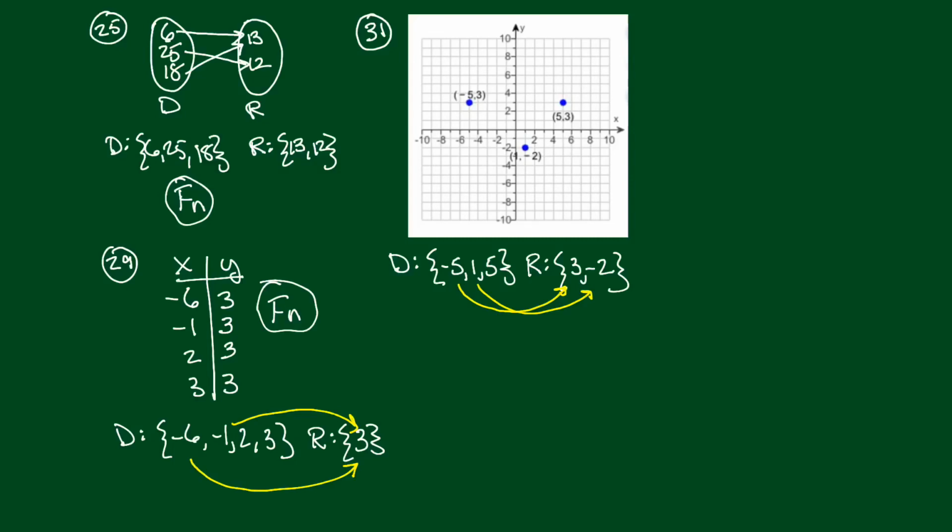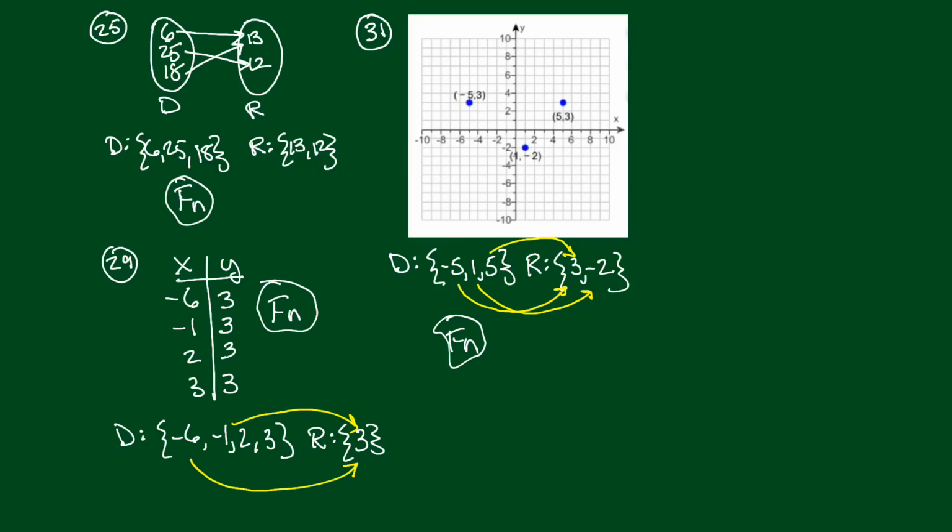And then what about the 5? Well, you go to the right 5, up 3. You don't do anything else. You don't go to the right 5, up 3, and then up to 7 or down to negative 8. You go over 5, you go up 3. So the 5 goes just to the 3. So every element in the domain goes to exactly one element in the range. So I'm going to claim that this relationship is a function.